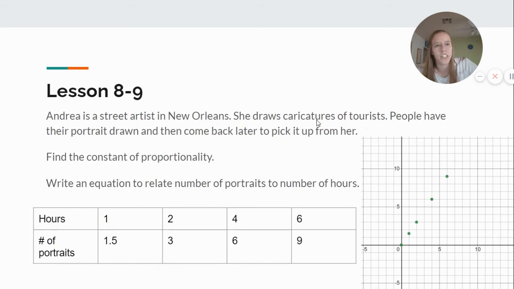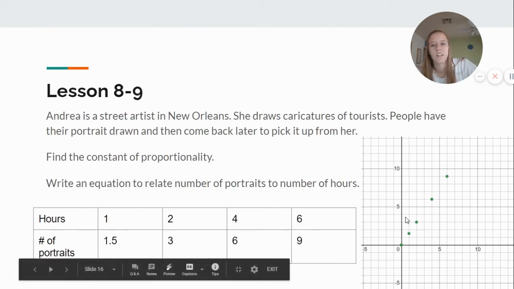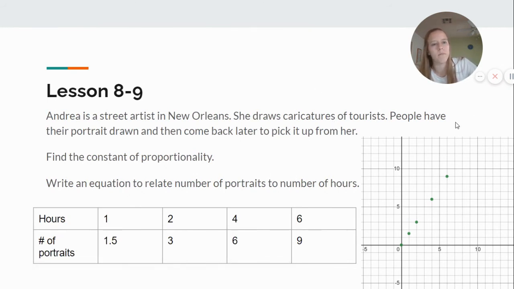Lessons 8 and 9 we just did on Tuesday. So looking at writing equations. So go ahead and do this one on your own and then hit play when you're ready to see the answer.